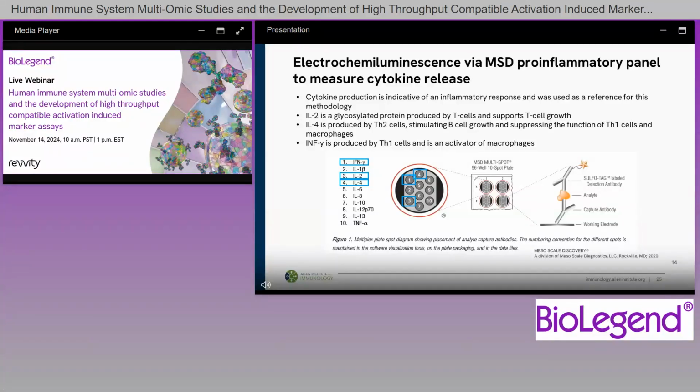Although we are looking at a full pro-inflammatory panel, because we wanted to specifically focus on T cells in our PBMC samples, the cytokines we were most interested in were IL-2, which is a glycosylated protein produced by T cells, and it supports T cell growth, IL-4, which is produced by Th2 cells, and interferon gamma, which is produced by Th1 cells and is an activator of macrophages. However, after analyzing the data, we decided to move forward with only IL-2 and interferon gamma because IL-4 stimulates B cell growth and suppresses Th1 cell function, which meant it wouldn't be a helpful cytokine for us to focus on.